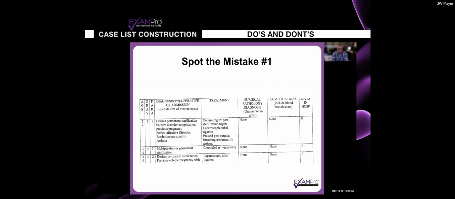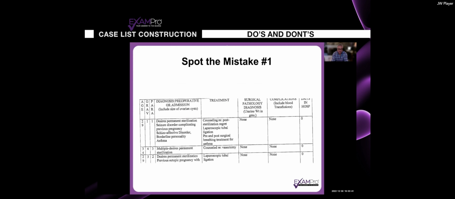So as you can see, all three patients want permanent sterilization. The first patient has a seizure disorder that complicated the previous pregnancy. That would be one of those pertinent positives that I would verbally bring out. But if you want to list it because you're afraid you're going to forget it, fine. Is that a complication? Is that a contraindication to future pregnancy? Probably not, but it certainly would make her a little bit higher risk.